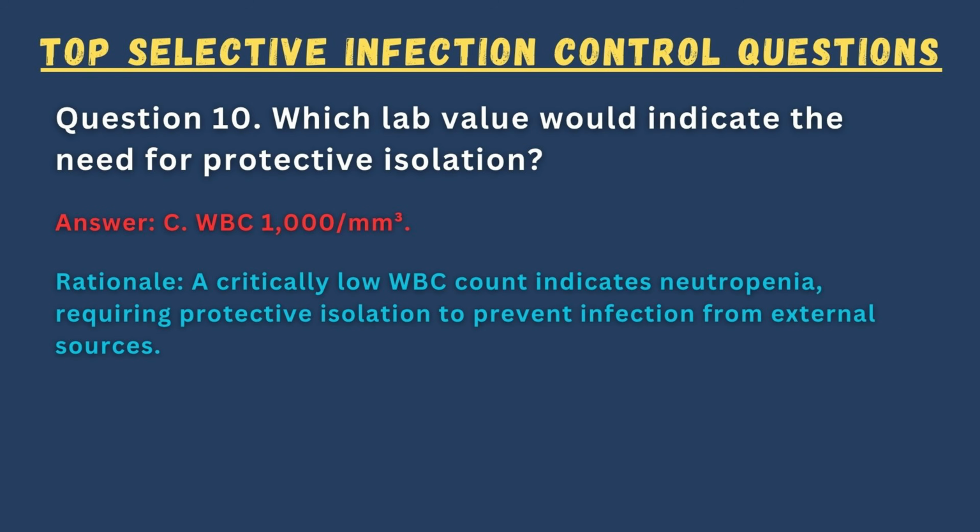Answer. C. WBC 1,000/mm³. Rationale. A critically low WBC count indicates neutropenia, requiring protective isolation to prevent infection from external sources.